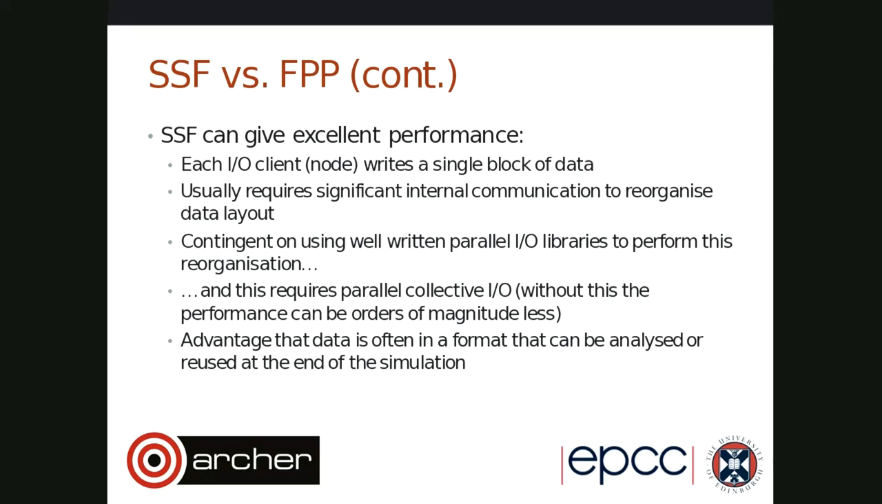In terms of single shared file, it can give excellent performance, especially once you get up to higher core counts, higher node counts, because each IO writes a single block of data. It usually requires some significant internal communication to reorganize the data layout. That's why you have to use well-written parallel IO libraries to perform this reorganization and use collective IO. In MPI-IO, if you don't have collective IO on, then your performance will be orders of magnitude less than the peak performance you can get by turning it on.